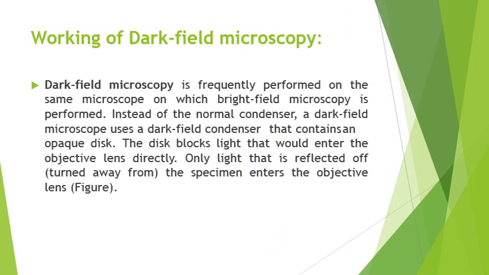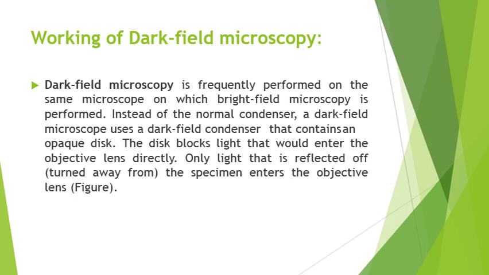So here we have the working principle of a dark field microscope. Simply, it is performed on the same microscope on which bright field microscopy is performed, and in addition to this, instead of a normal condenser, a dark field microscope uses a dark field condenser that contains an opaque disc.